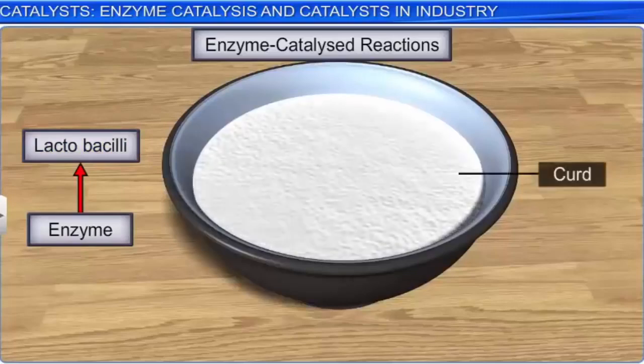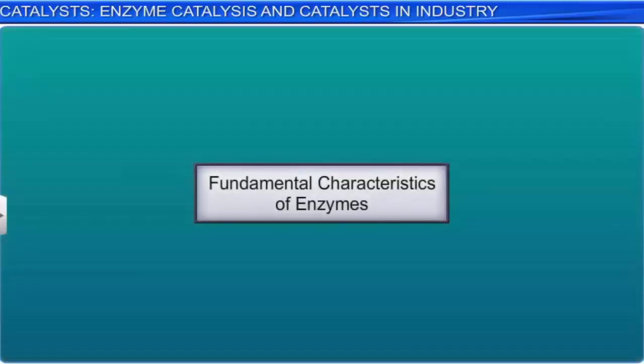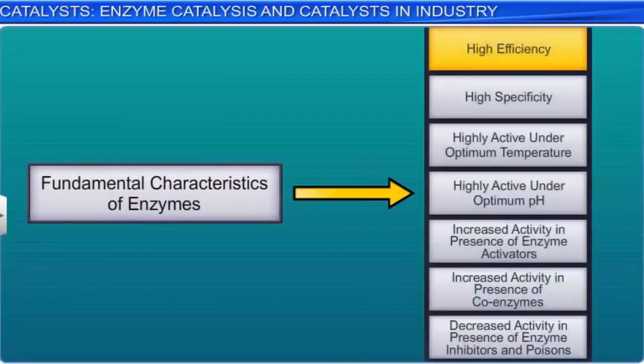Let's now study some fundamental characteristics of enzymes. Enzymes have high efficiency and high specificity. They are highly active under optimum temperature and under optimum pH. They show increased activity in the presence of enzyme activators and coenzymes, and a decreased activity under the influence of enzyme inhibitors and poisons. Let us study each characteristic in detail.